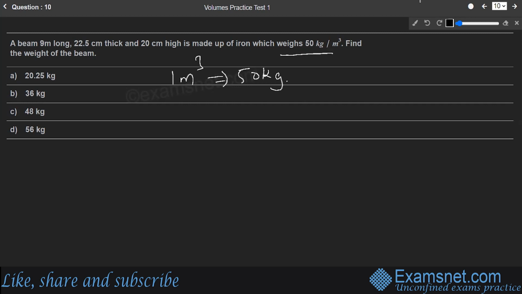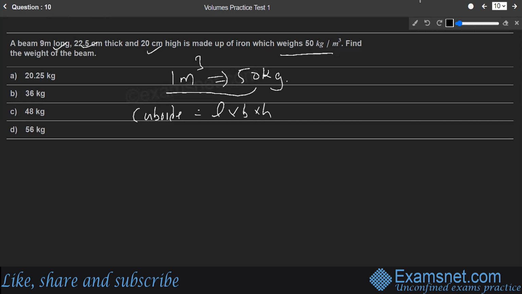This very structure has a length, a breadth and a height. So clearly this is a structure of a cuboid, and a cuboid has a volume of L into B into H. If we use this, length is 9 meters. Everything is just required to be converted into meter, because 1 meter cube is equal to 50 kg. That is the particular ratio.